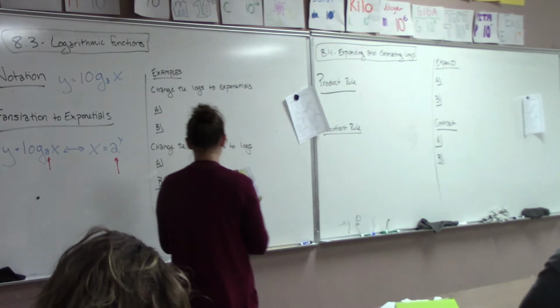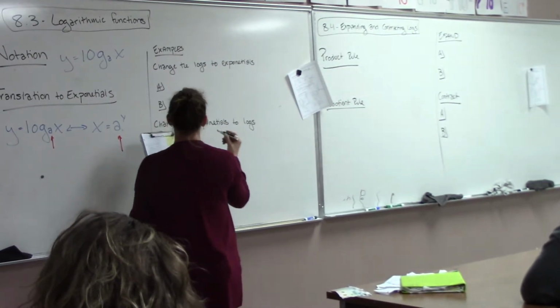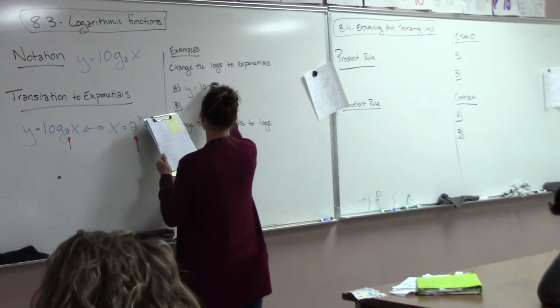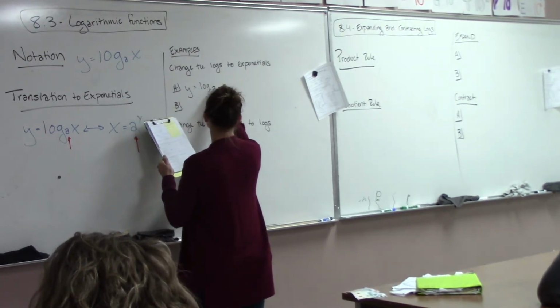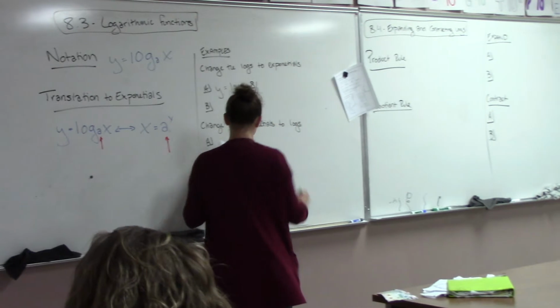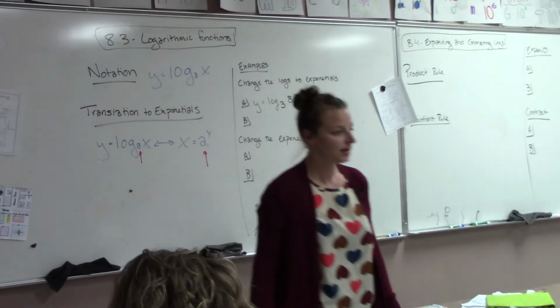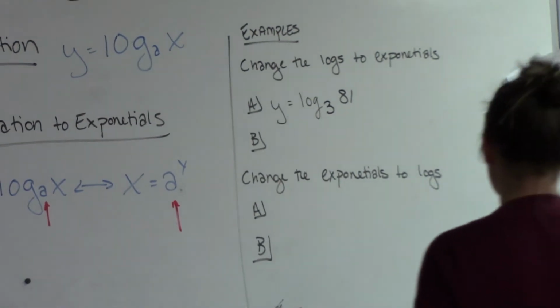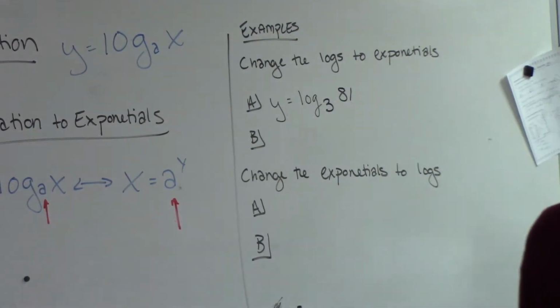All right, here we go. Our first example. What are we doing? Logs to exponentials? Sure. All right. Y equals log base 3 of 81. All right. Your first challenge. Let's convert this to an exponential. The first thing you need to remember is the base is always the base.